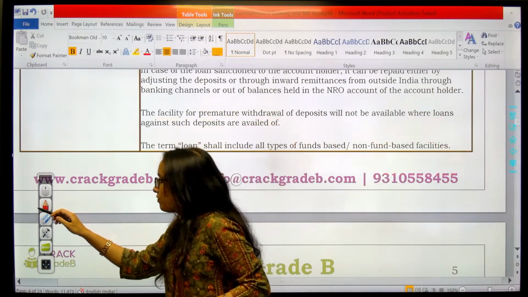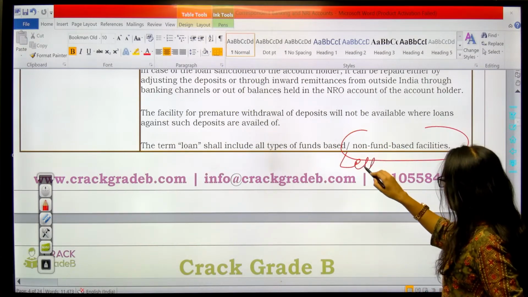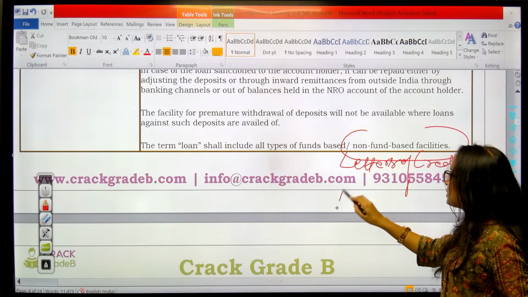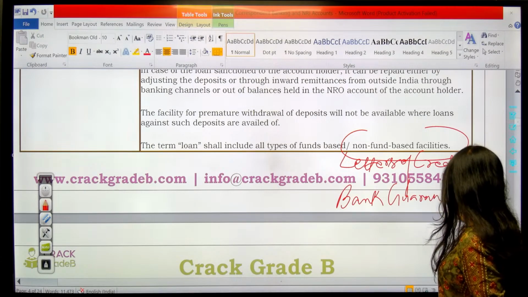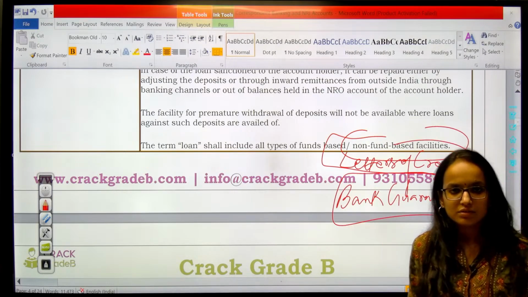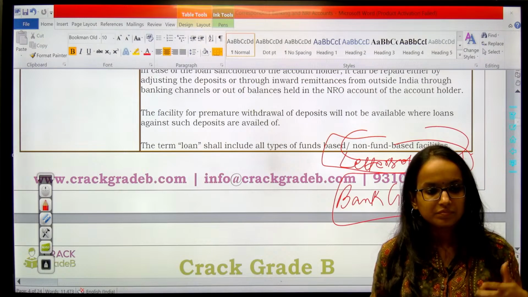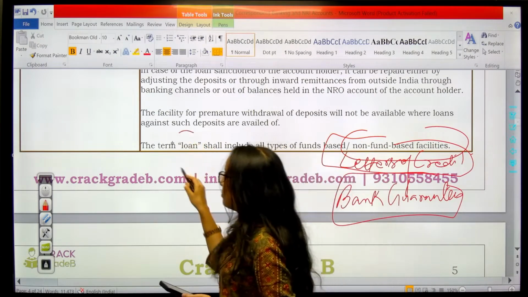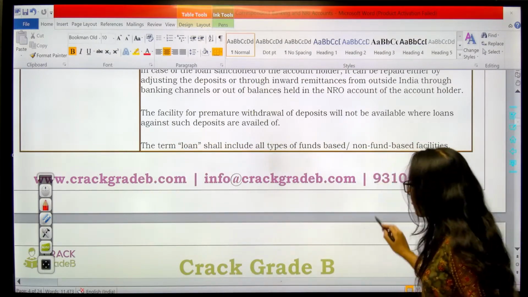What are your non-fund based facilities? Examples are letters of credit, then you have bank guarantees, right? All these things are also kind of a loan, but they are not funds as such. They are different mechanisms. Clear? So always remember, loan wherever written means fund based as well as non-fund based. Okay.